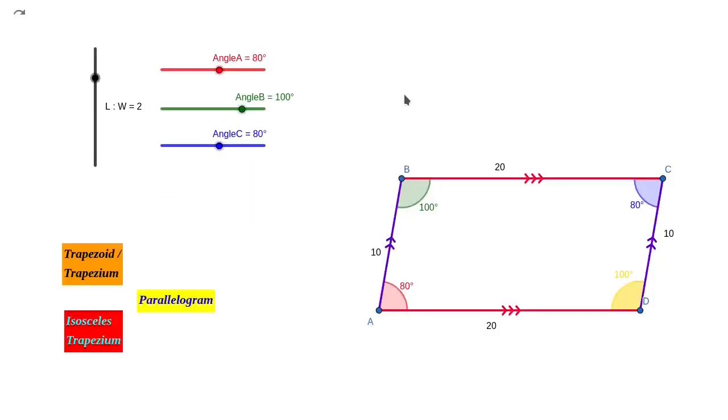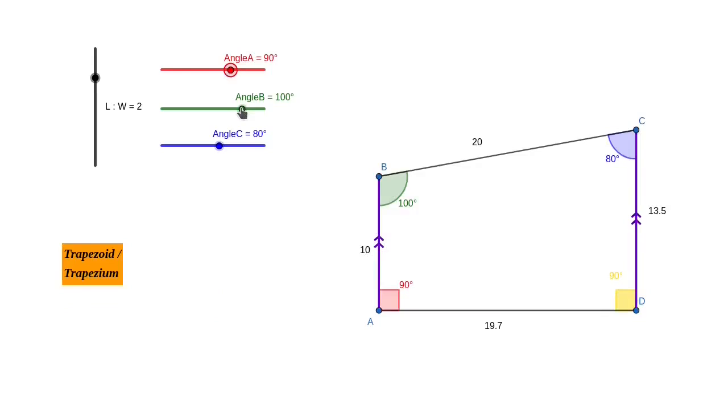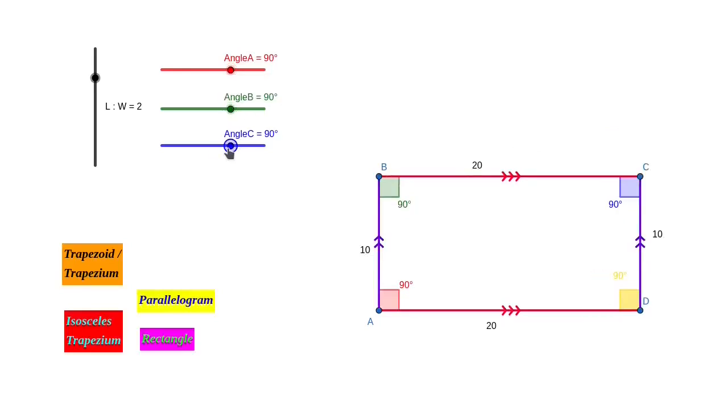In a rectangle, all internal angles are 90 degrees. So we will make all the internal angles 90 degrees. Let's see. We can see it is a rectangle. A rectangle also is a parallelogram. Why? Because both opposite sides are parallel to each other. As we take the inclusive definition, the rectangle is also a trapezium or isosceles trapezium.